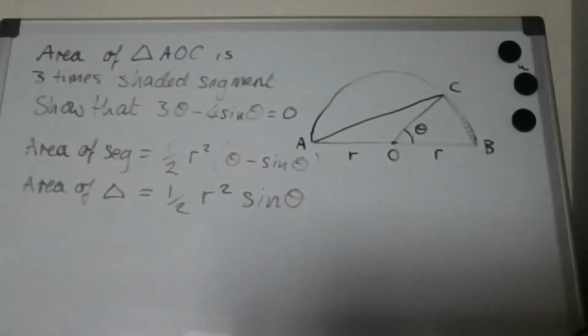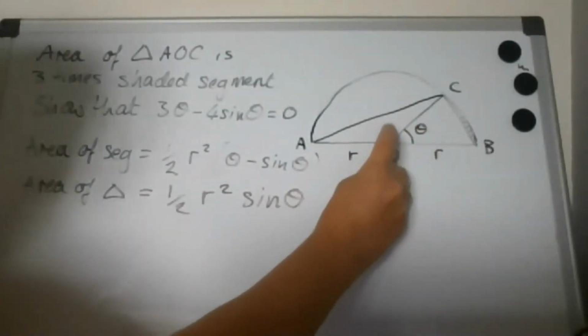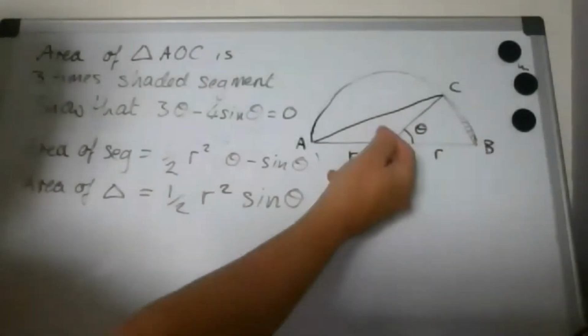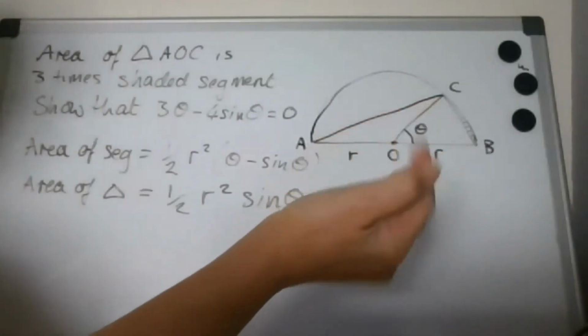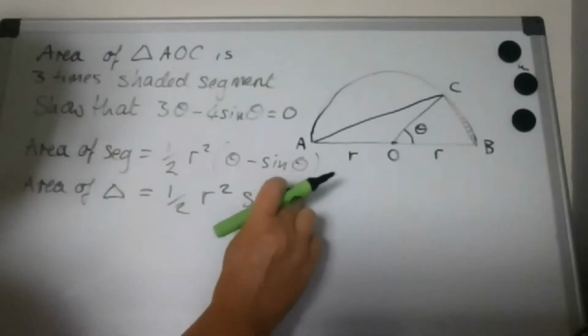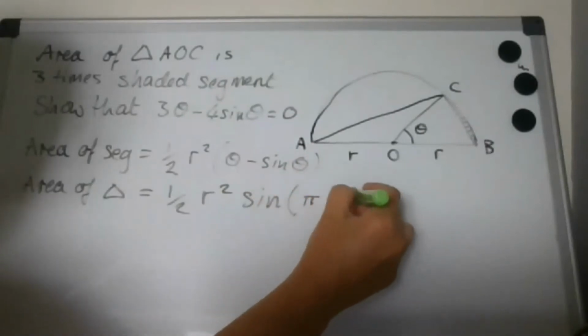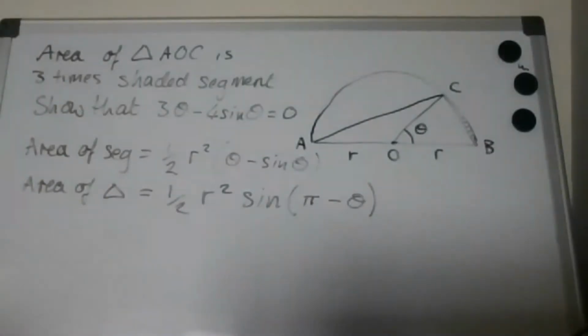Okay, so very similar. So it's not sine theta, is it? It's half r squared, theta is in there. If you're thinking in degrees, it would be 180 minus theta. Remember that we're working in radians, so in fact it's going to have to be pi minus theta, because pi is the same as 180 degrees. Okay, so that's the area of the segment, that's the area of the triangle.